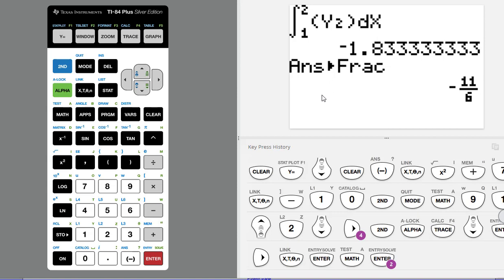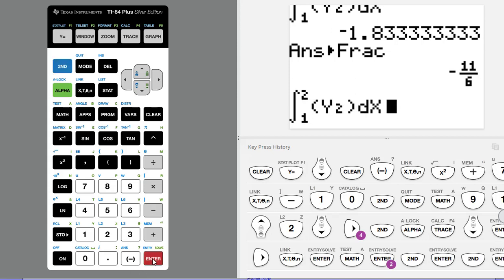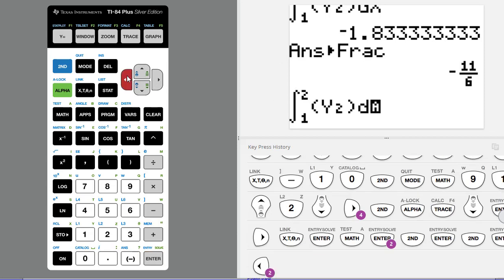Now I need to repeat this, and to repeat it very quickly, I can just do second enter. Okay, I'm going to go second enter again to take me back one more step. And now the only thing I really need to do is change my limits of integration, right? So I'll just come over here, and this time we want to go from 2 to 5.